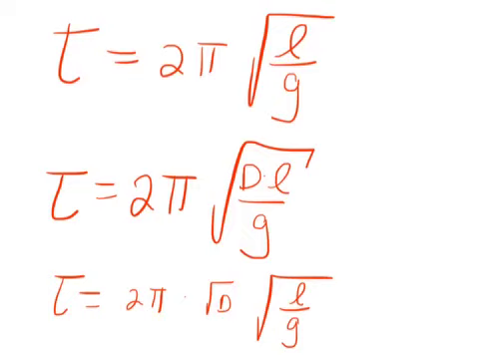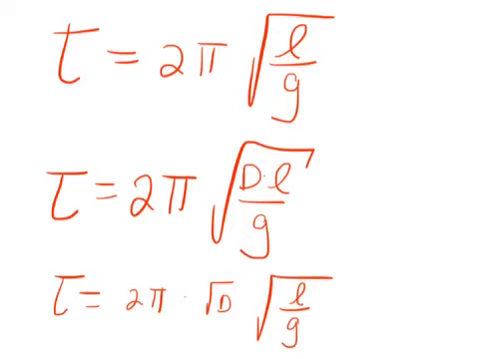Like, if it increased by 4, put a 4 in there, and it'll be root 4. You put a 4 in for D. Right, this would become a root 4 here, which is just 2. So the period doubles.